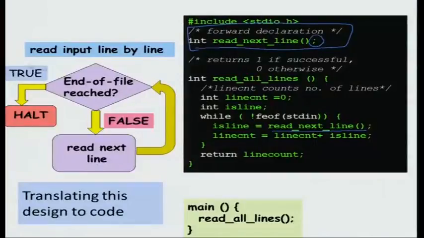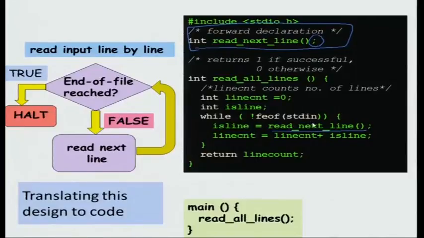Okay. So, let us design the top level function. So, we declare this function that we will use in this function that we are about to write. This user function will be called read all lines. Now, in that we will keep a line count initialized to 0, and then I will keep a flag called isLine. Now, what this will do is we have to check for whether an end of file has been reached or not. For that, I will use the function feof stdin.